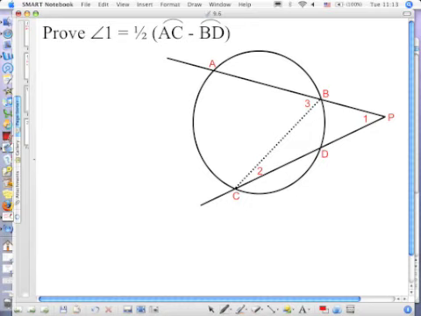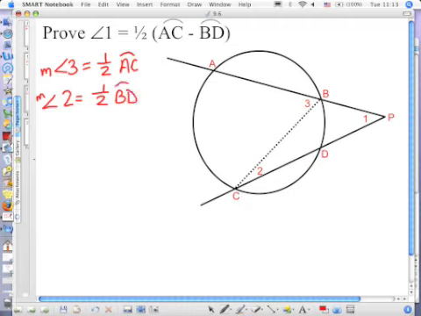What is the measure of angle 3? It's equal to half the measure of arc AC, right? Yes, because angle 3 is an inscribed angle. What is the measure of angle 2 equal to? Not parallel, there's no parallel line. It's equal to half the measure of arc BD.